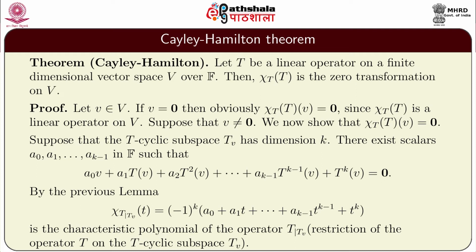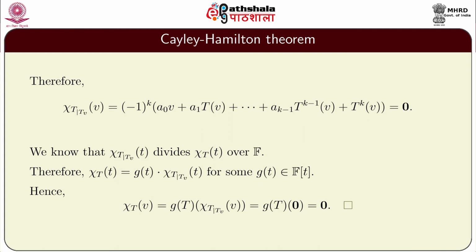And by that lemma which we stated, the characteristic polynomial of T restricted to T v is given by that polynomial, minus 1 raised to k multiplied by a0 plus a1 T and so on a k minus 1 T to the power k minus 1 plus T to the power k. Therefore, chi T restricted to T v of T applied to v is minus 1 to the power k multiplied by a0 v plus a1 T v and so on a k minus 1 T to the power k minus 1 v plus T k v, and that is equal to the 0 vector.